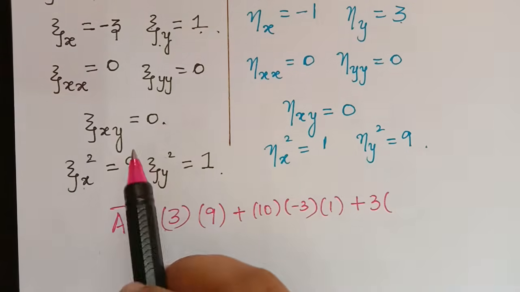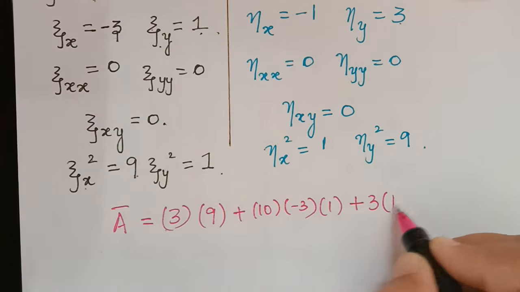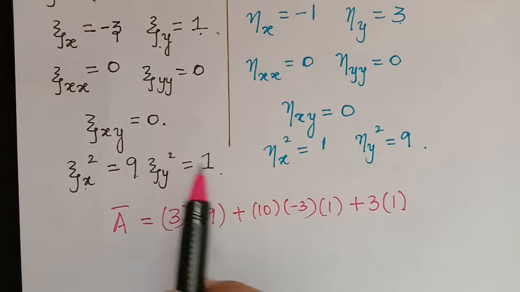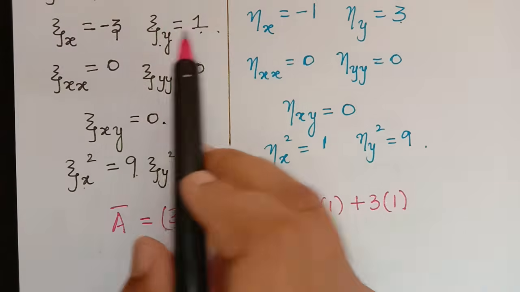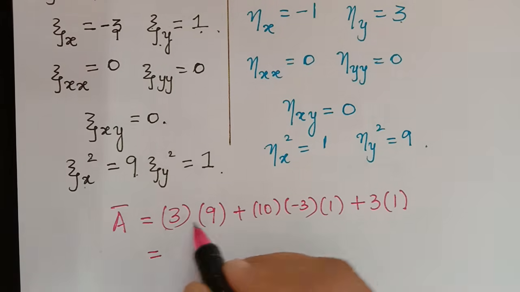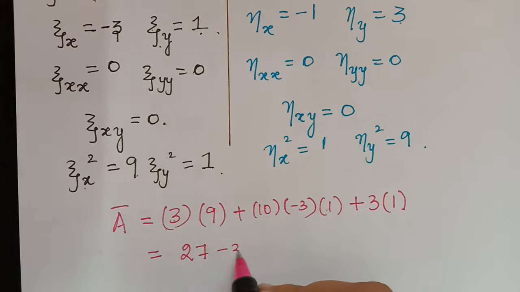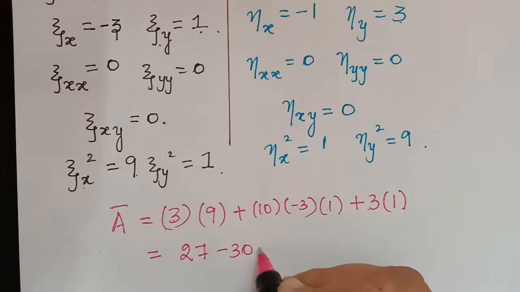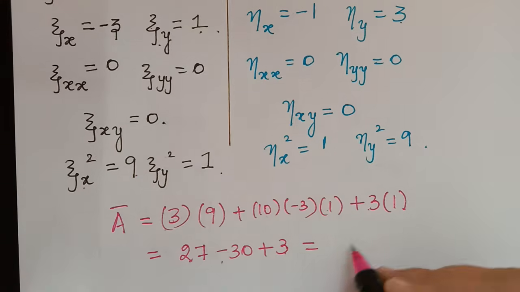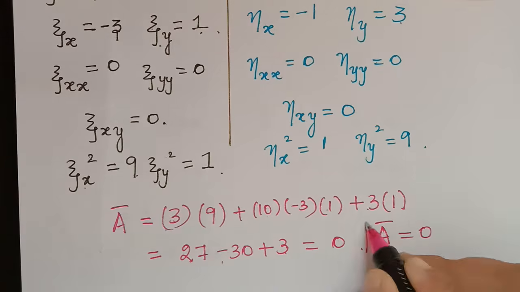Multiplied with, what is ξy? ξy is equal to 1. So 1 square. Here we have ξy square, which is 1. So that is equal to, 3 nines is 27. And when we multiply all this, we get negative 30. And then plus 3 into 1 is 3. So which is 30, because 27 plus 3 is 30. 30 minus 30 becomes 0. So the value of a bar is equal to 0.